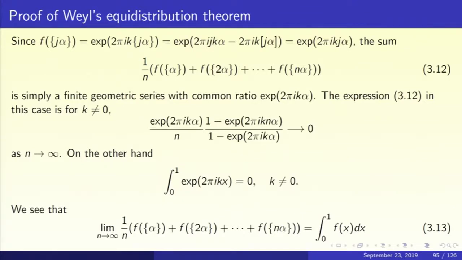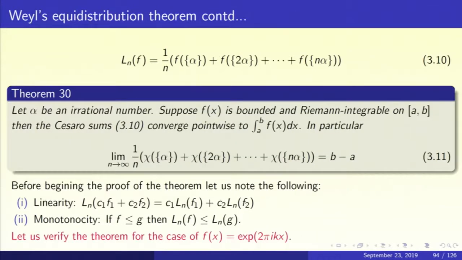So the theorem is trivial when f of x is the constant function 1. Now use linearity of ln, as you see in the slide: ln of C1 F1 plus C2 F2 equals C1 ln F1 plus C2 ln F2.